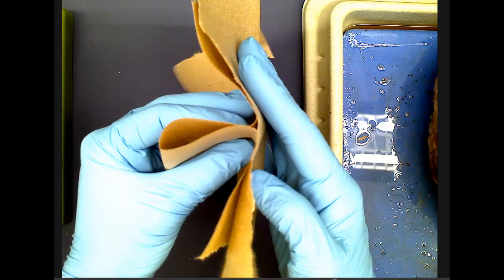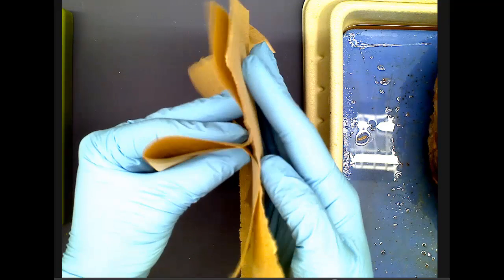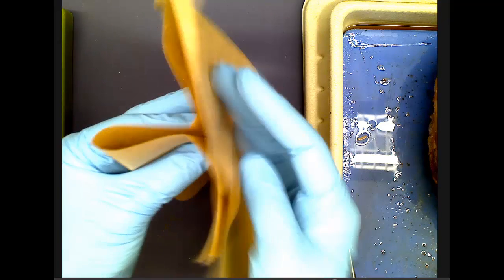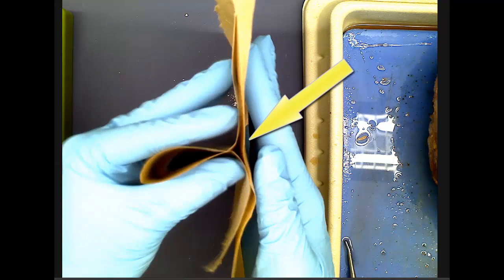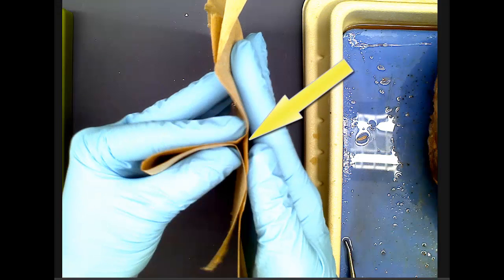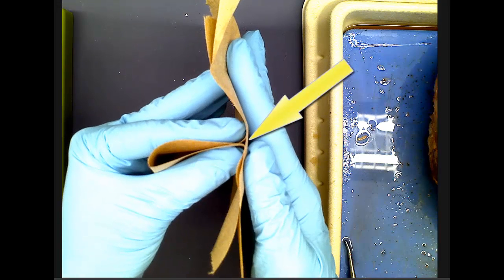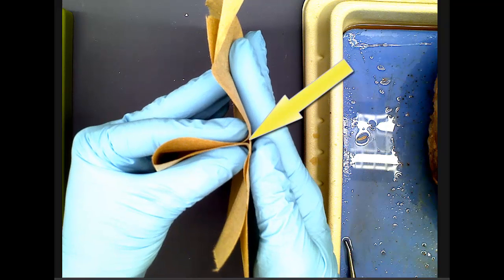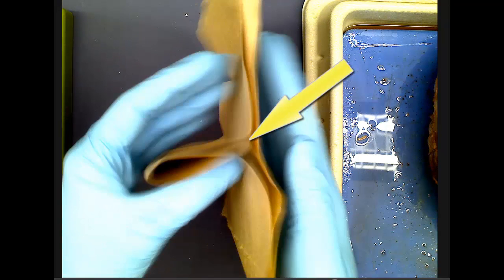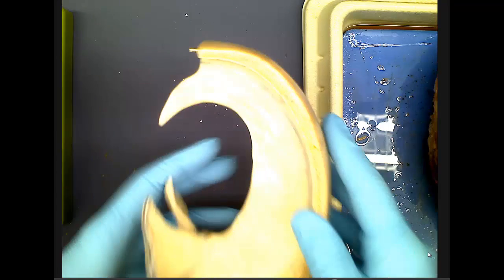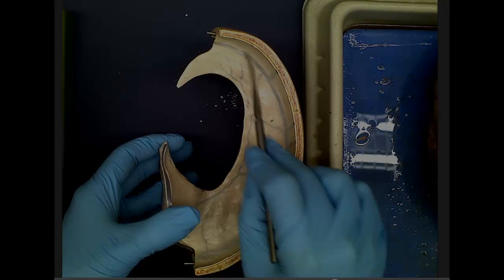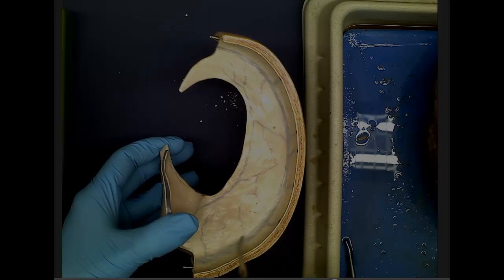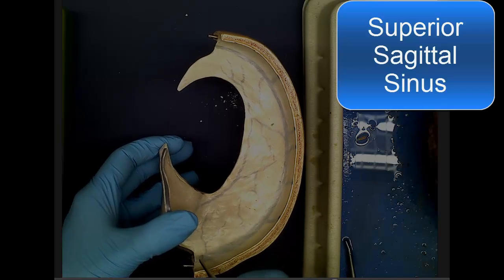Do you see how there is going to be a gap that potentially forms? It's almost like a triangular gap right there. And that is called a venous sinus. And so when we see those structures in blue on this model, this blue right here is a venous sinus with the name of superior sagittal sinus.